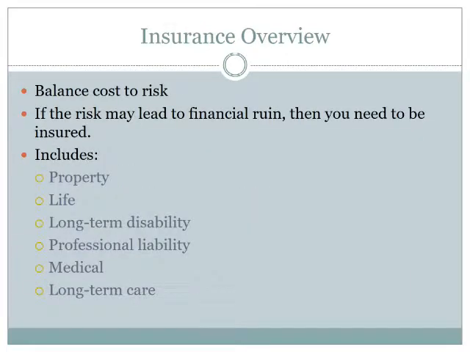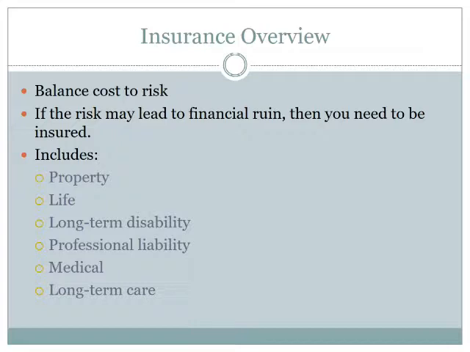So when you're looking to purchase an insurance policy, what you really want to think about is how am I balancing cost to risk? If the risk may lead to financial ruin, then chances are you need to be insured. So say, for example, you buy a new fancy flat screen TV that comes with a warranty. With your future salary, if the TV breaks, you probably won't be completely financially ruined by that. And so one could argue that you don't need that warranty. But there are certain kinds of insurance that you absolutely need to look into. This includes property insurance, life insurance, long-term disability insurance, professional liability insurance, medical insurance, and long-term care insurance.